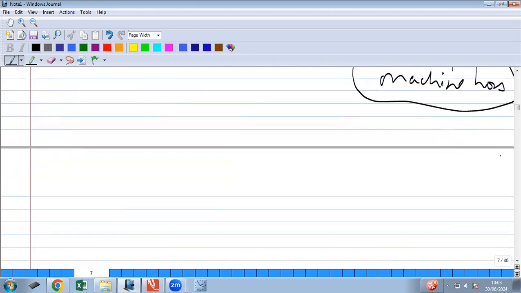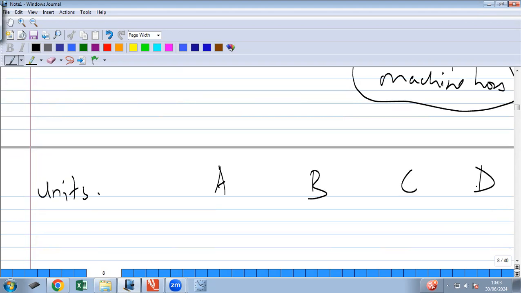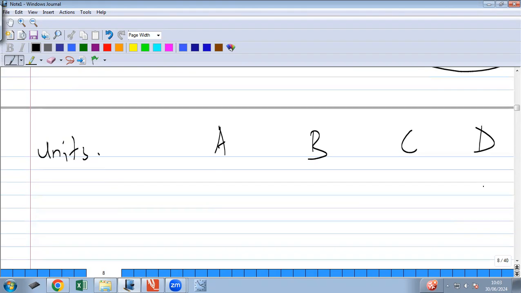So you know we have how many products? We have 4. So we can have our units: A, B, C, and D, and these are products. And we can bring in now the units.